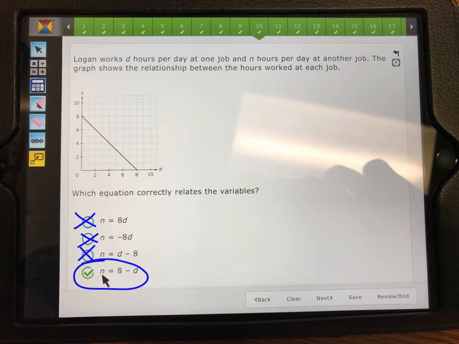Now, here we go. This one says 8 hours at this job, which would be 8 minus the number of hours he worked at the other job, and that is correct. Because 8 minus 0 is 8. Now let's plug the 6 in. All right, so he worked 6 hours at this job. That would mean he worked 8 minus the 2, right, at the other, and 8 minus 2 is 6. So it works out in every situation along the line.